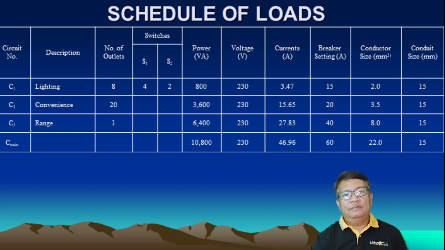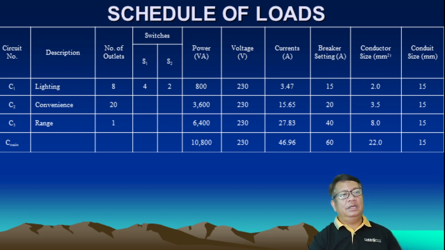So this time, if you will be using raceways, try to use PVC conduit, at least PVC conduit. Or you can use EMT, electrical metallic tubing. Okay, so you can use PVC or you can use EMT. I assigned here a size of 15 mm diameter for your tubing.